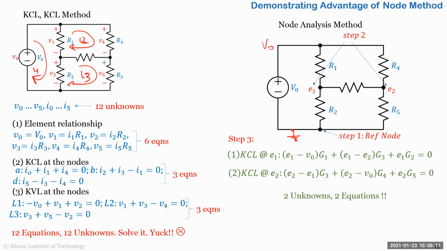Like you look at the network which is given on the left, you write KCL, KVL, you end up with 12 equations, 12 unknowns, solve it. Like I said, yuck. But if you apply the node equations, you basically have a reference node, and this is obviously V naught. So you just have two nodes. You write the KCL for those two nodes and you solve it and you get the same answer, right? So two unknowns, two equations is much better than 12 unknowns and 12 equations.